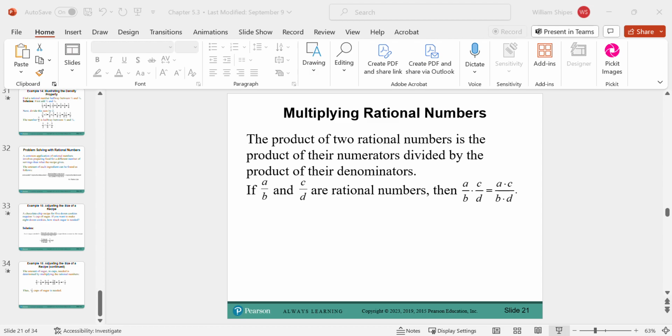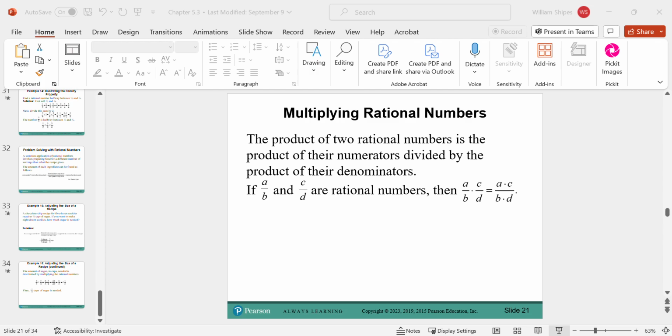Here we have negative 3/5 divided by 7 over 11. If we keep the first term, negative 3/5, change the sign to a multiply, and then flip this second term to 11 over 7, we should be able to just multiply across. So we're looking at 3 times 11 is 33, 5 times 7 is 35, and we keep the sign out front.